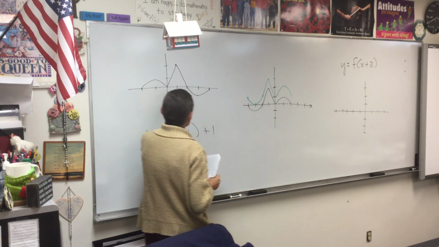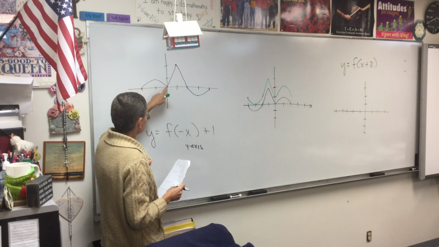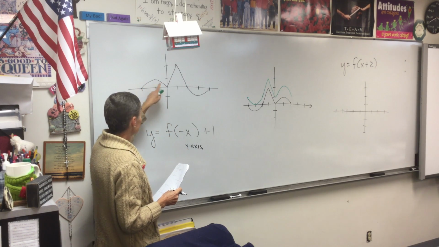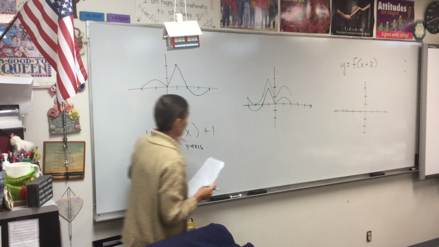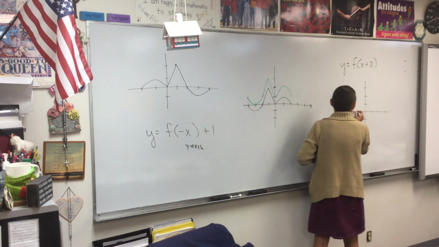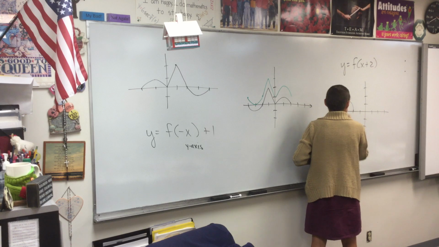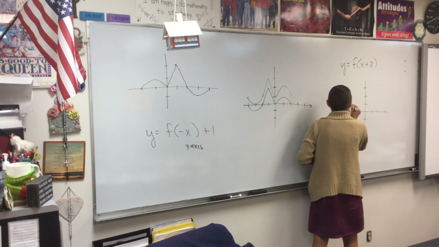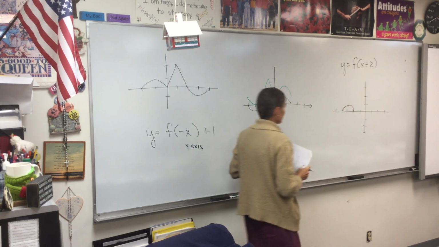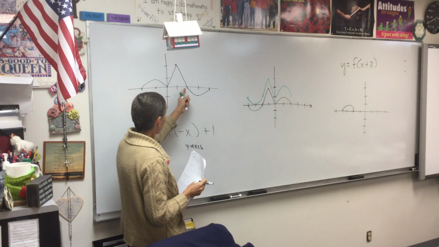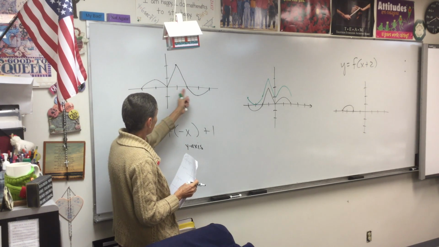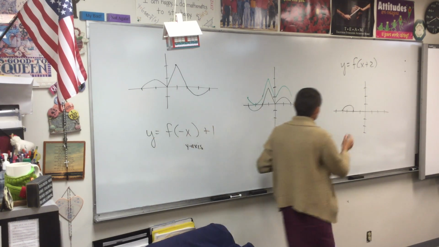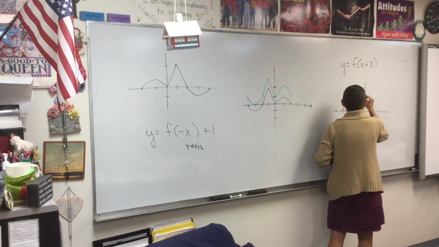Go back to the original. So see this circle right here? He's getting moved over 2 units. So he's going to be over here like this. And the other one is over here like this. And then my triangle that was over here is now over here. He got shifted over 2 units.